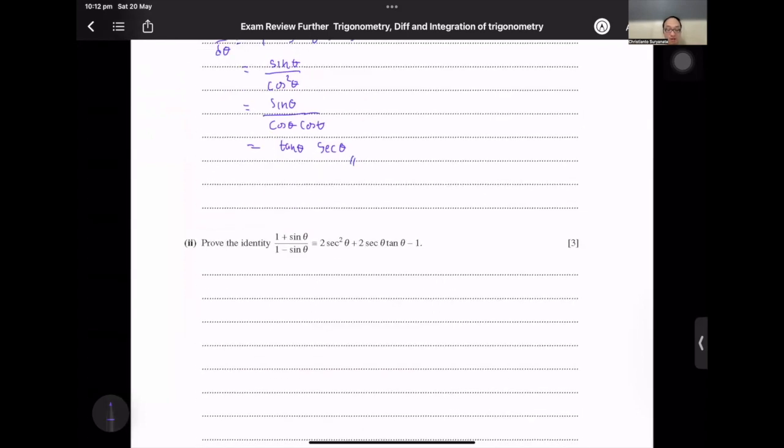Prove the identity: 1 plus sine over 1 minus sine equals... Okay. So from the left hand side, we have 1 plus sine theta over 1 minus sine theta. So we multiply with the conjugate, 1 plus sine theta over 1 plus sine theta. Yeah, we multiply with the conjugate of the denominator. So we have 1 plus sine theta square here. And at the bottom, as usual, we will have a squared minus b squared. So 1 minus sine square theta.